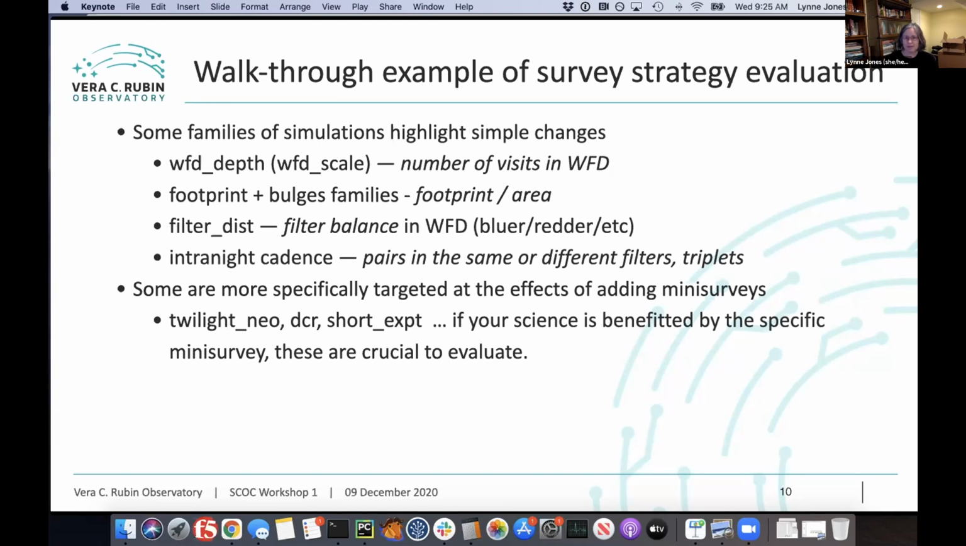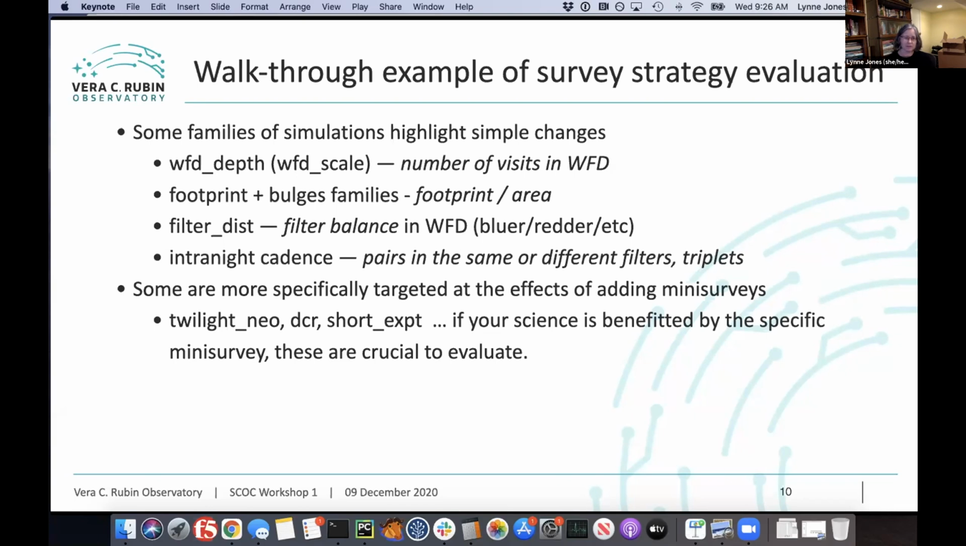So basically you have this family of simulations. You can take your metric results from each of those simulations and see, as the number of visits in the wide fast deep increased, did my metric performance improve? To look at whether it's sensitive to the footprint, we have a footprint family and a bulges family. These two together make an easier way to look at how our metric changed as a function of footprint.